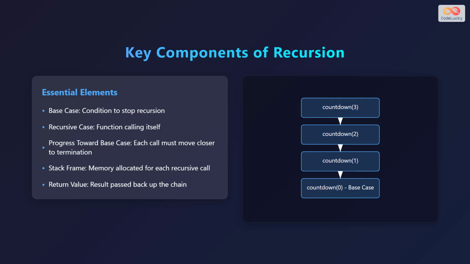Here's a diagram that illustrates how the countdown function works. The countdown function is called with the value 3. Then the countdown function is called with the value 2, followed by 1 and finally 0. When the countdown function is called with 0, the base case is reached and the function returns. This stack frame visualizes the call stack for the countdown function.